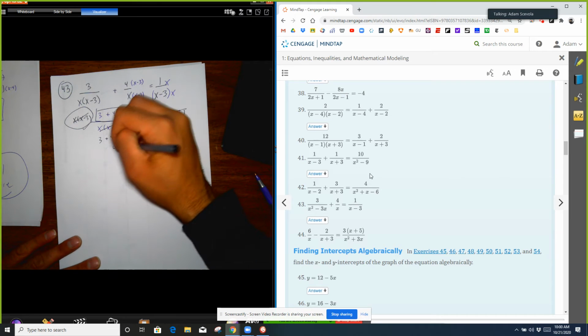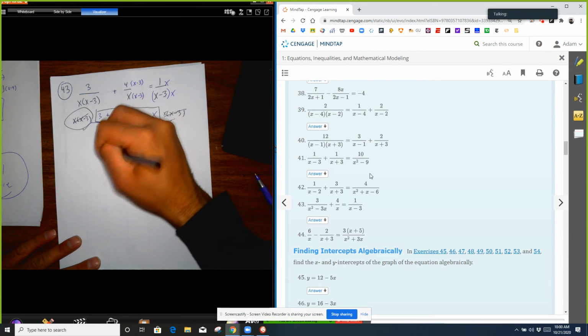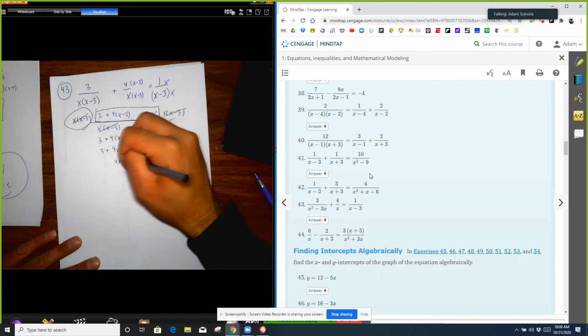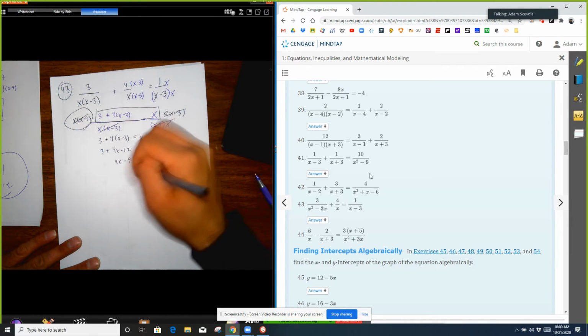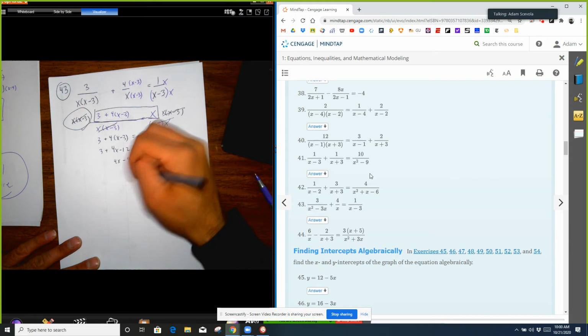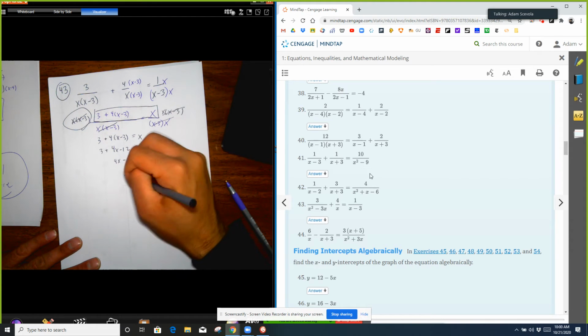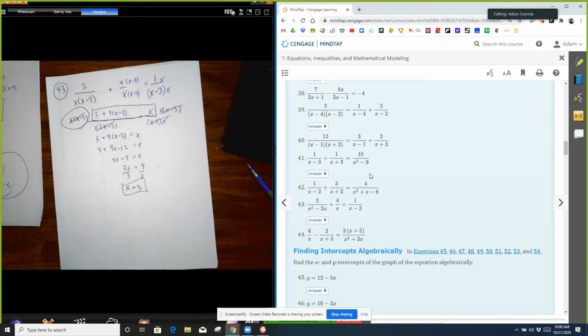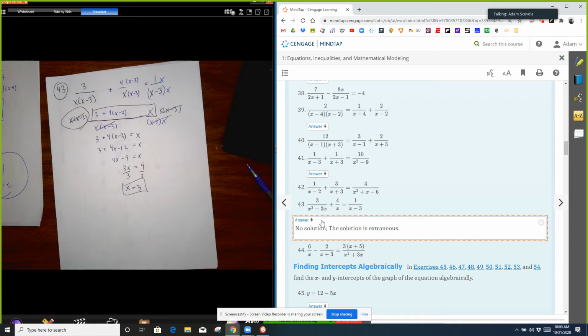And then we finish solving, and something interesting happens here. We get 4x minus 9 is equal to x. Bring the 9 over, subtract the x, divide by 3, and we get x is 3, which seems like a fine answer, but if you check the answer key here, it says it's an extraneous solution.